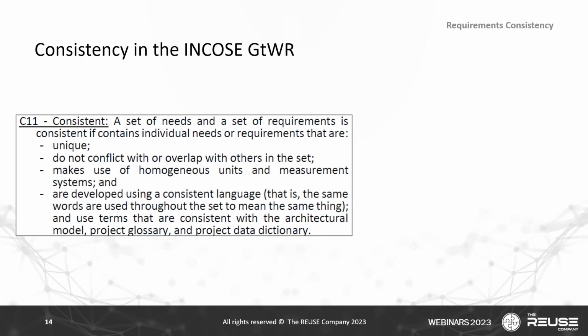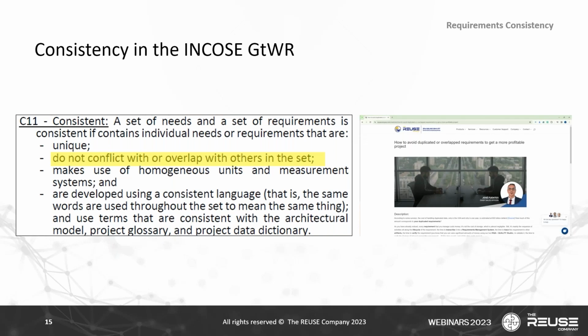So let me start with the INCOSE guide to writing requirements, describing consistency as characteristics for requirements and needs, right? So there are different aspects, as I mentioned, like do not conflict or overlap with other requirements in the same set. I was presenting a webinar last year, some few months ago, about how to detect and avoid the overlap requirements. This is the link to this webinar.